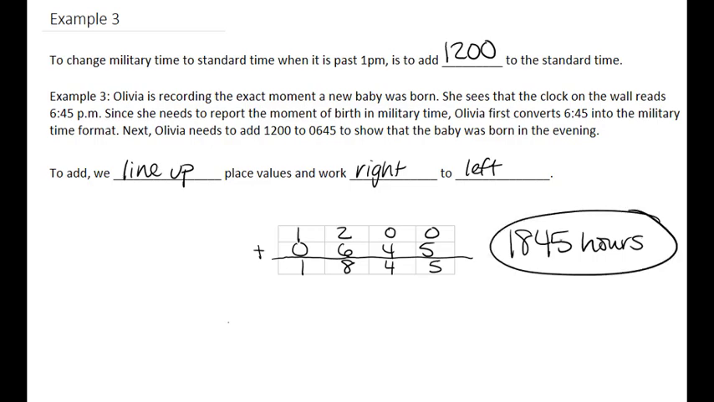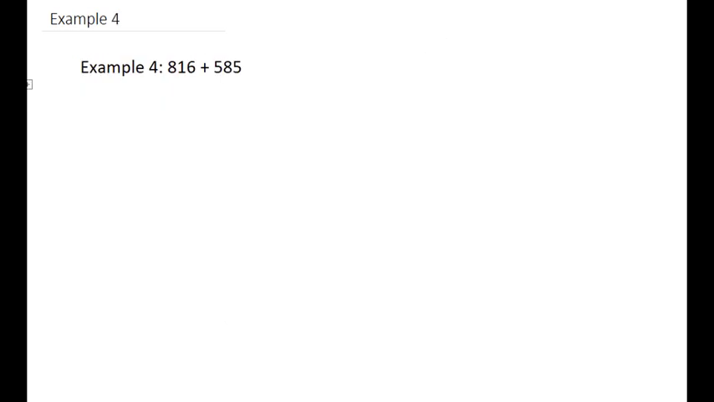And then let's look at another example. We're going to add now just two numbers together. So 816 plus 585. So like before, we're going to line up the place values. So we have the ones stacked on each other, the tens, and then the hundreds. And now we're going to add. We start on the right hand side and we work to the left.